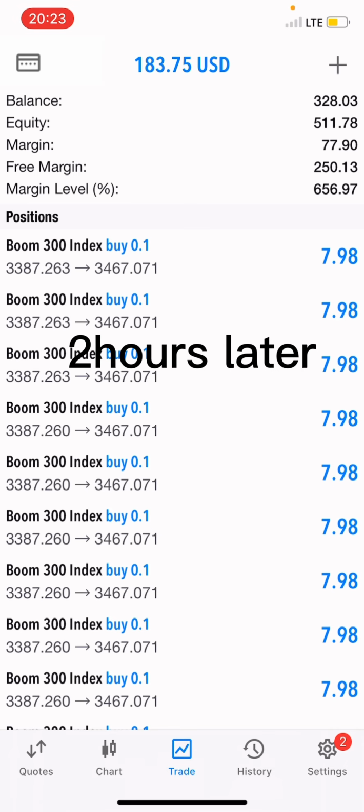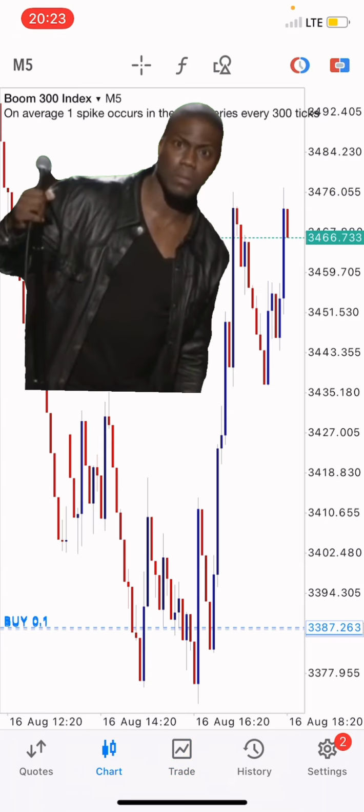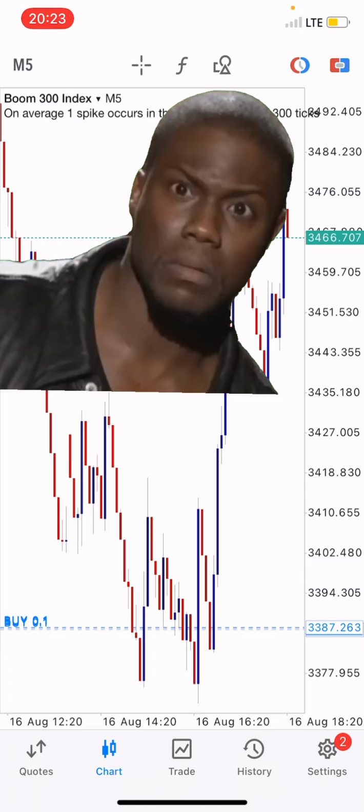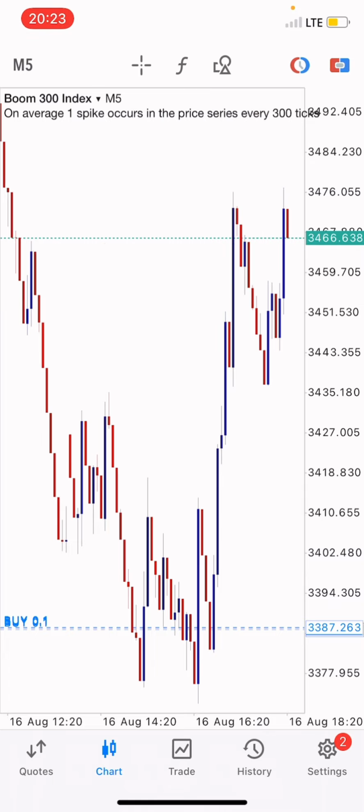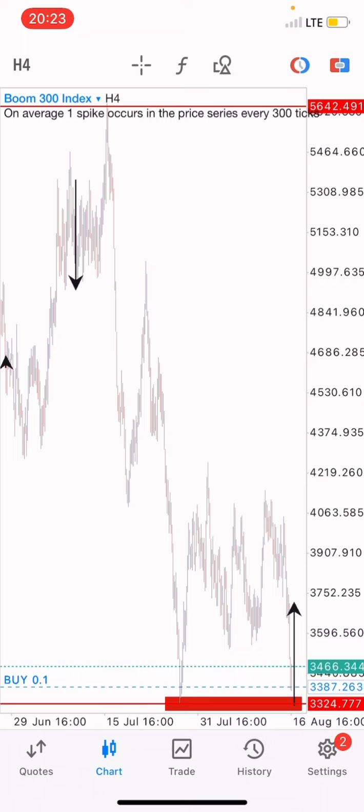A few moments later. Okay, guys, as you are seeing right now, I'm in 183 profit. So this is the simple way that I trade Boom 300. As you are seeing, there is no indicator. It's pure price action, support and resistance, and reversal patterns, and you can see this is support.